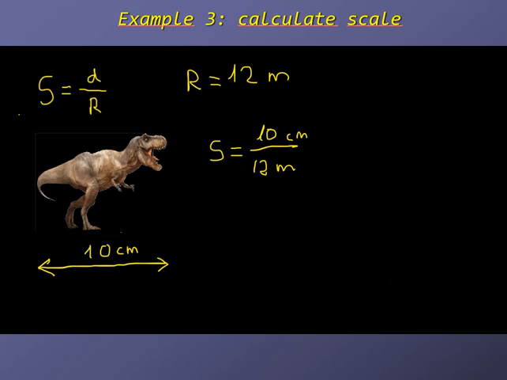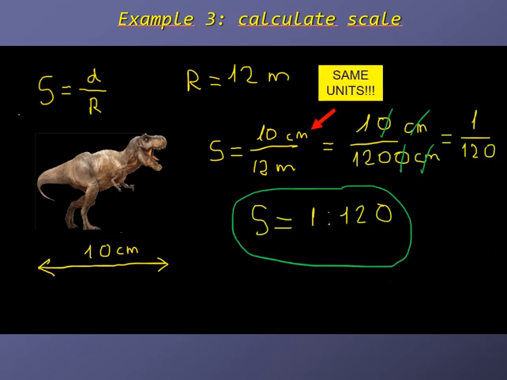Finally, the last type of problems, when we have the information of the real size and the drawing size, and we have to work out the scale. In this case, we have to be careful with the units. Okay, we have to use the same units up and down. So we write down the drawing size, which is 10 centimeters, the real size 12 meters, but we cannot divide this because we have different units. So first thing we have to do is transform one of them. For example, in this case it's easier transforming the meters into centimeters.